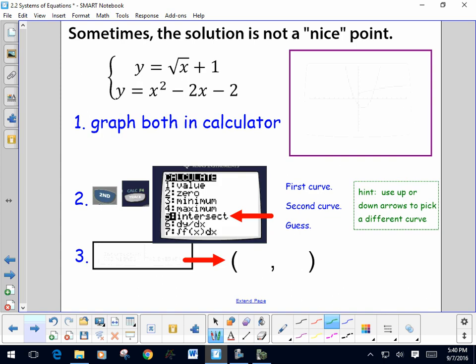Okay, well, sometimes the solutions aren't at a nice point, or sometimes we're dealing with equations that are more complicated and we want to use our graphing calculator to help us graph them. And in that case, we can use the graphing calculator to help us find that intersection point. So I'm going to switch over to my graphing calculator. Last time we practiced graphing things in the graphing calculator, and today we're going to do that as well.